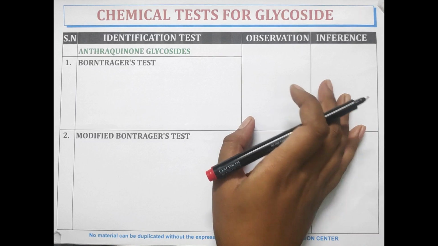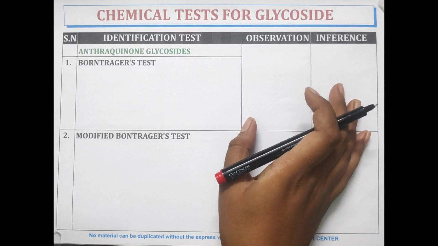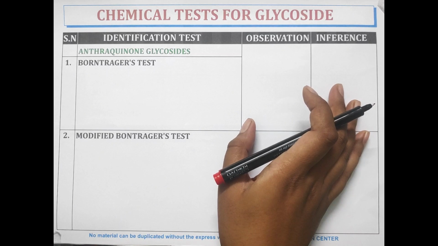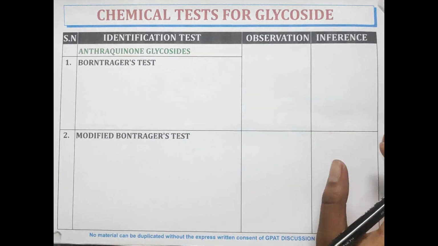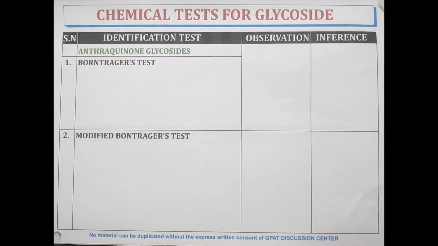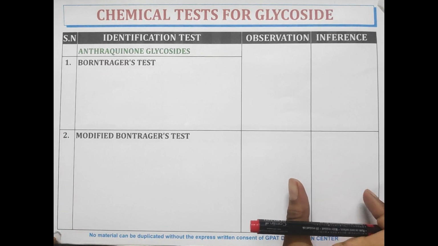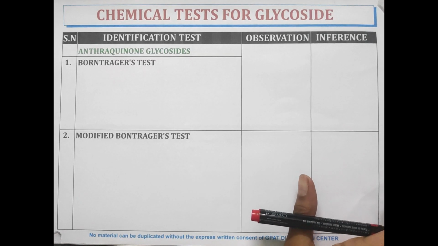Glycosides are the organic compounds which on hydrolysis give one or more sugar moieties along with a non-sugar moiety. One is known as glycone and the latter one is known as aglycone. There are a number of glycosides and a number of tests are present to identify each glycoside.